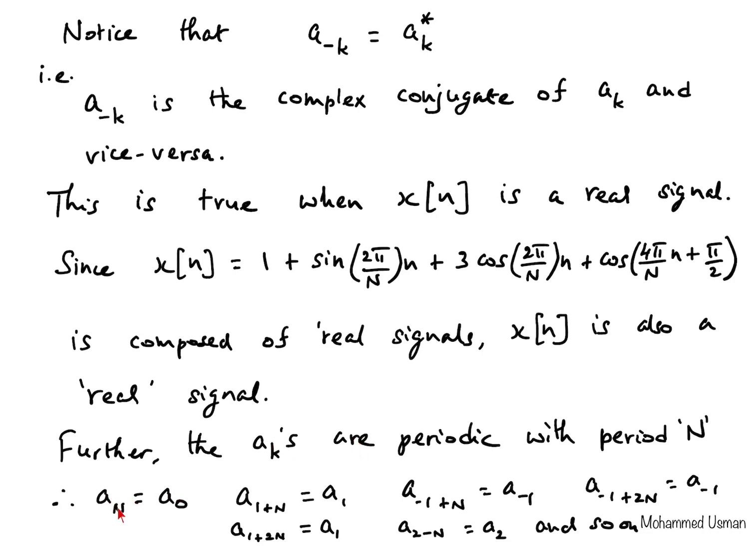So ak plus n is ak: a0 plus n is a0, a1 plus n is a1, a1 plus 2n is also a1. Any shift by an integer multiple of n will give us the same value for ak as well. That is something which we are familiar with. Just as the phi k's are periodic with period n, the ak's, the Fourier coefficients, are also periodic with period n, and that is also observed for this particular case.